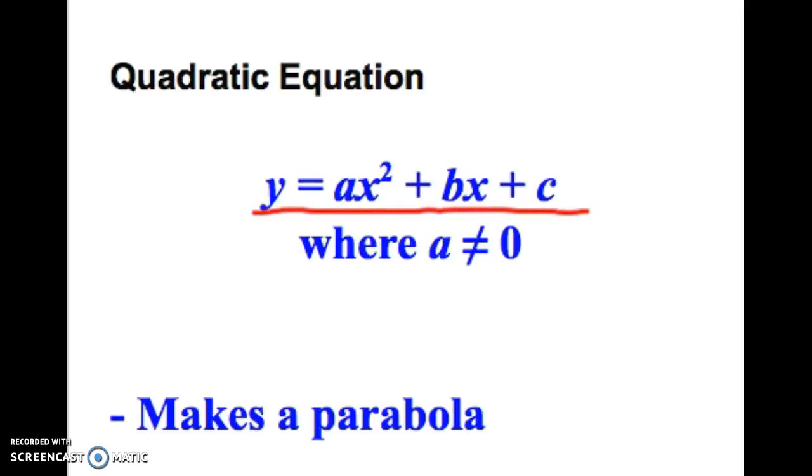Okay, where a cannot be 0, so there's got to be an x squared no matter what. Other than that, it doesn't matter if there's an x or a number at the end. As long as it has an x squared, and that's the highest degree, it's going to be a quadratic equation. These equations make what are called parabolas. Okay, so I'm going to go to the next screen and show you what a parabola looks like.